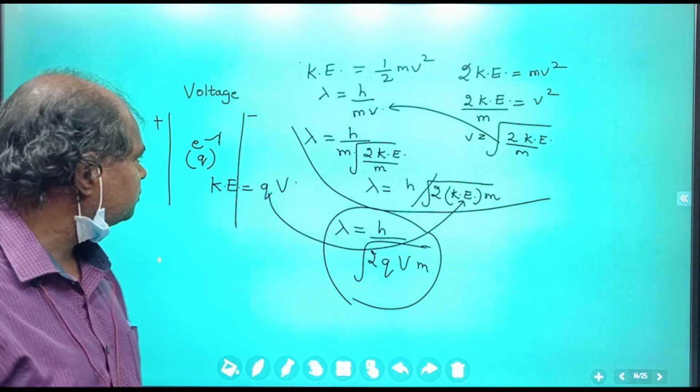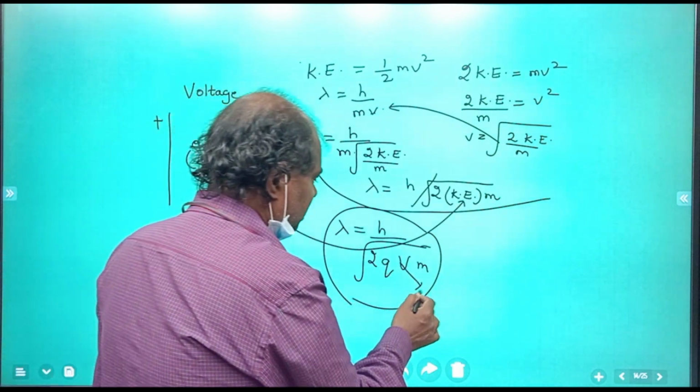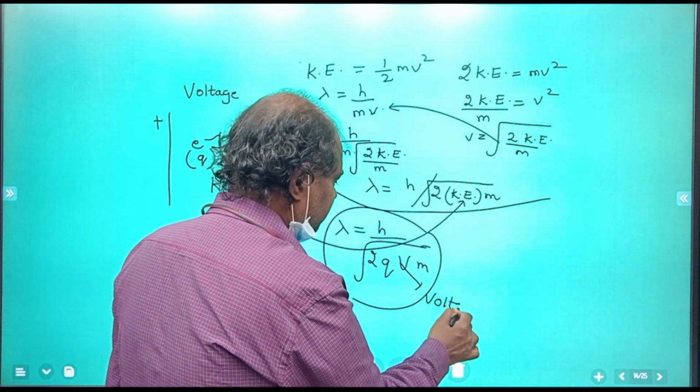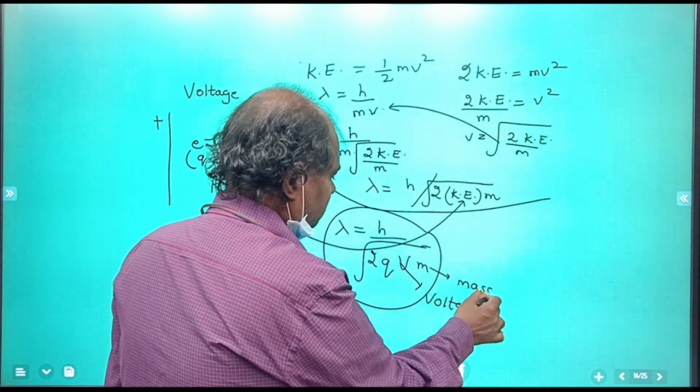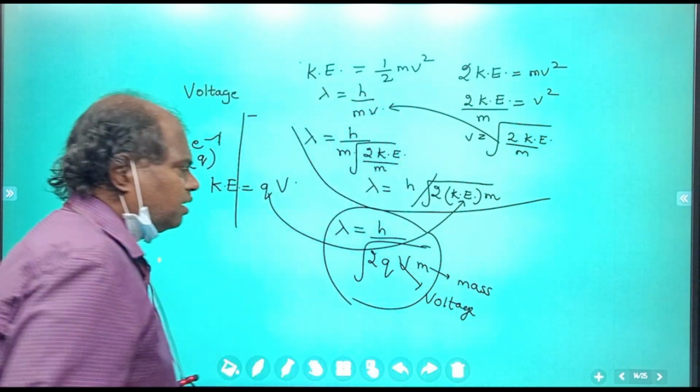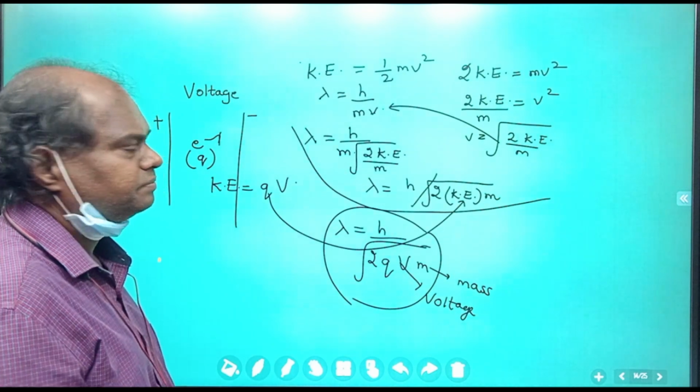Root of 2QVM. What is V here? Again, I repeat, V stands for voltage, the voltage you are applying. And M is the mass.